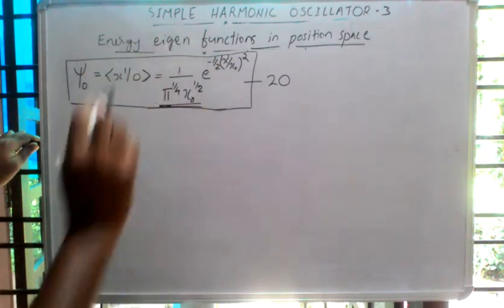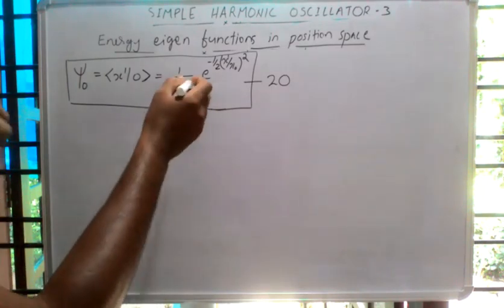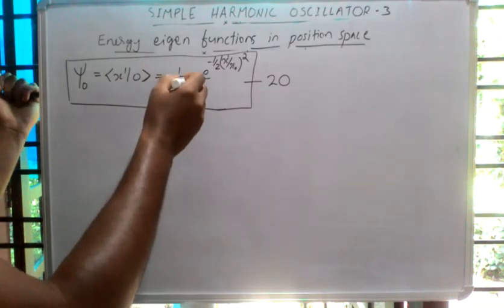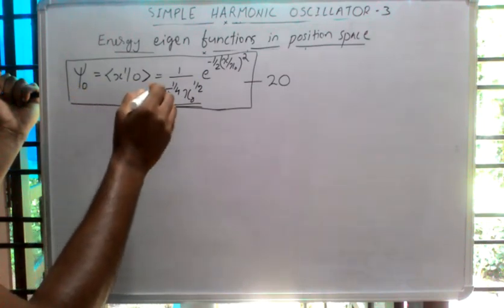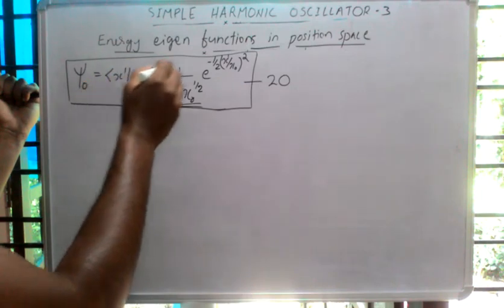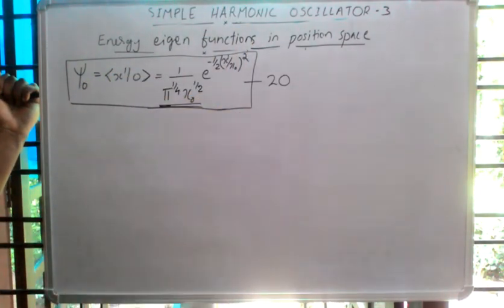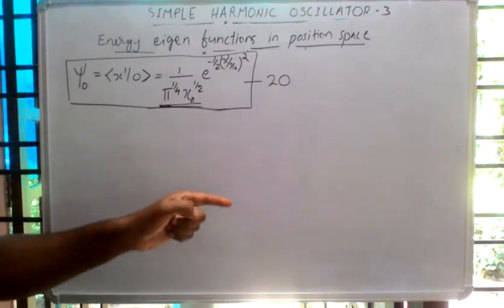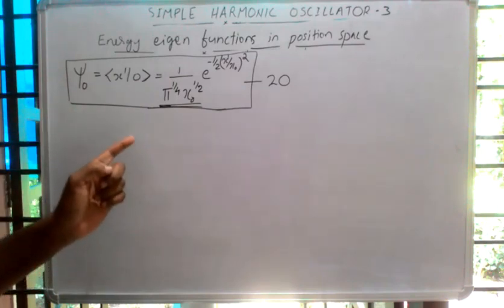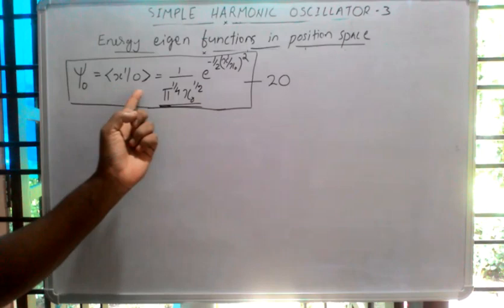This is the normalization constant, and I'll give you the whole derivation of this one, how to derive the first order differential equation for the ground state wave function of the simple harmonic oscillator, in a paper. I don't have much time to explain that one, it will take too much time. So here I'm going to explain the physical significance of this ground state energy eigenfunction.